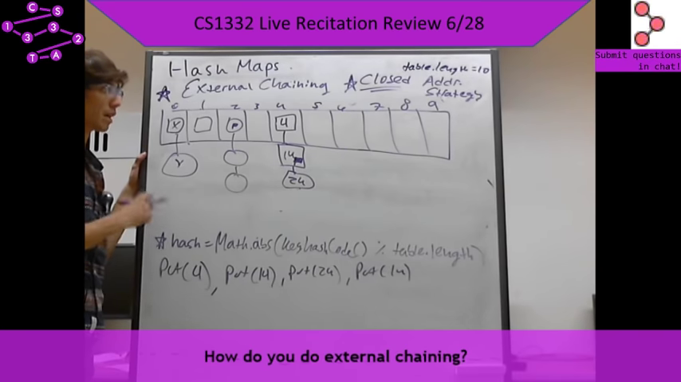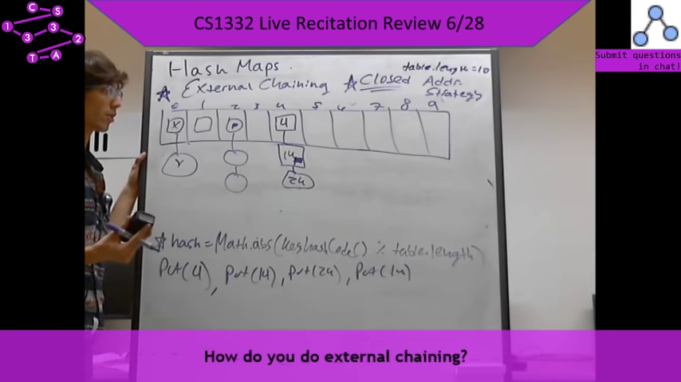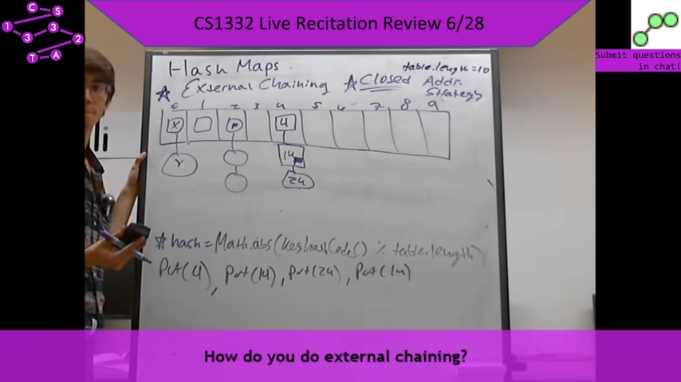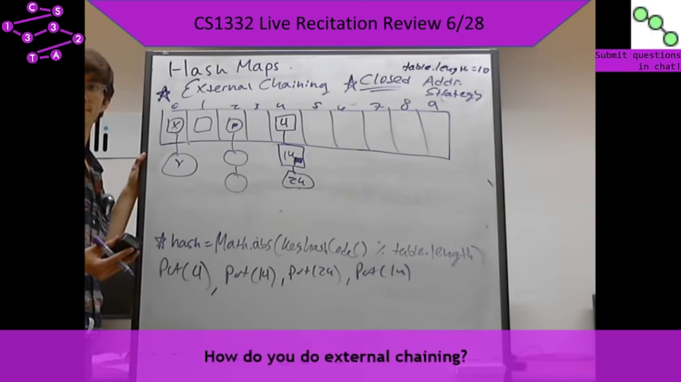Now that we've seen this, I know it's kind of quick. Do we feel better on external chaining? Do you think you could diagram it? What do we get? I think we're good? Cool, cool.